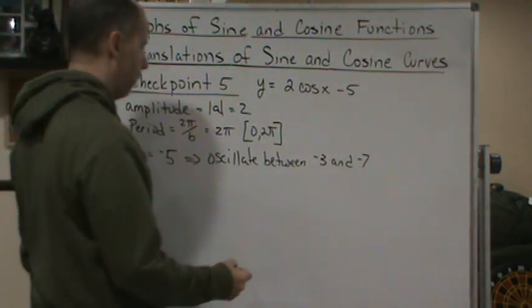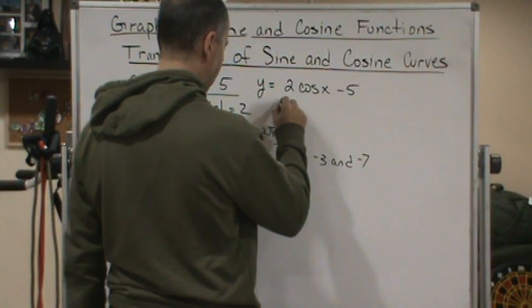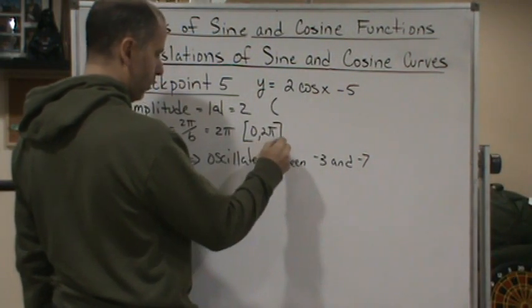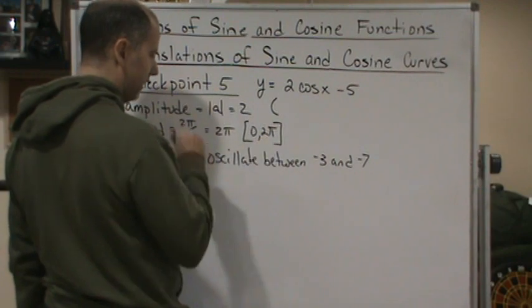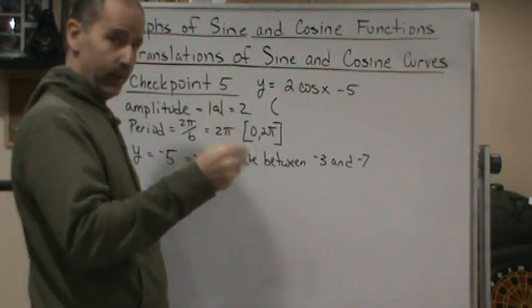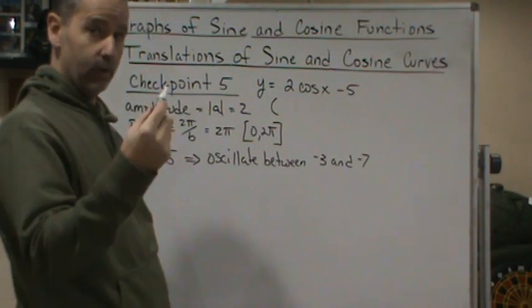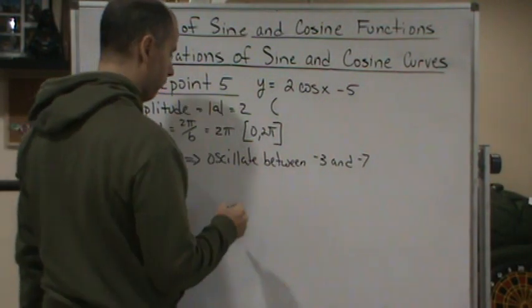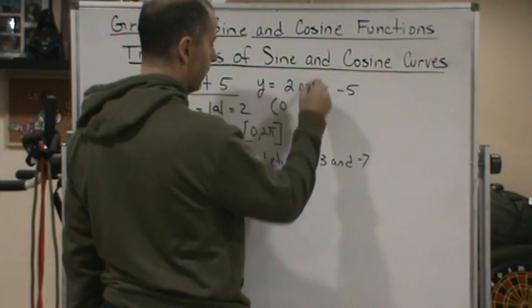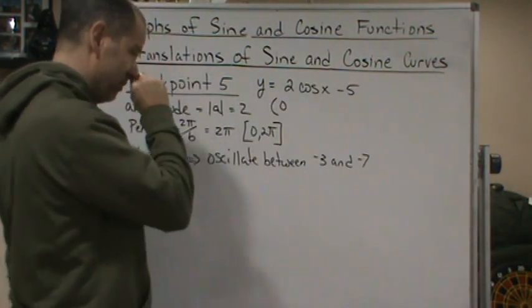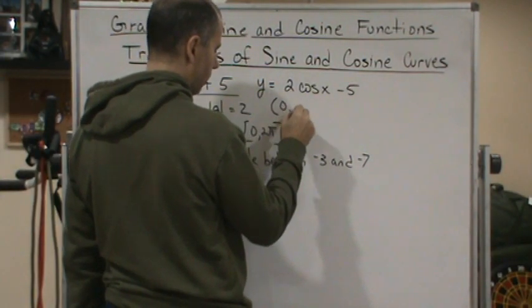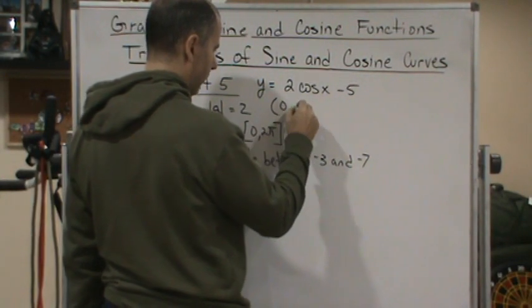Okay, so let's get our points, right? Let's write our points here. So we're going to take 0 to 2 pi and divide by 4, right? So that means we're going to go by increments of pi over 2. Okay, so the first one is going to be 0. Now cosine, again, starts at the top. So this is going to be 0, negative 3.